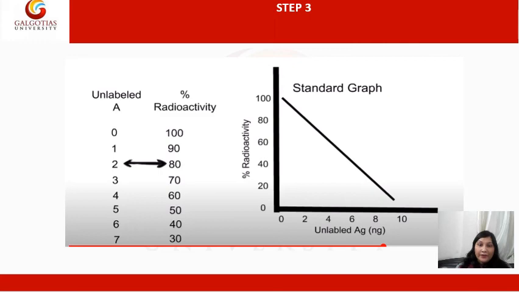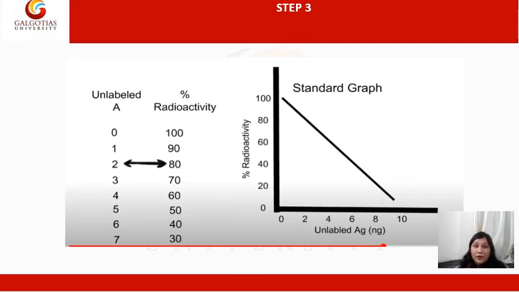Now we will find out the relationship. You can see the relationship is very clear: an increase in the amount of unlabeled antigen means a decrease in the radioactivity, right? Now we will plot these values and make a linear standard graph. On the y-axis we have taken the percentage radioactivity, and on the x-axis the concentration of unlabeled antigen in nanograms, and we will get a descending graph like this. This is actually the standard graph.